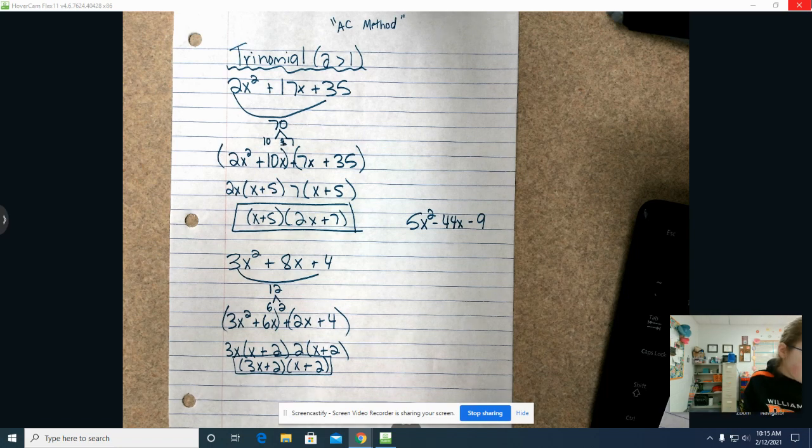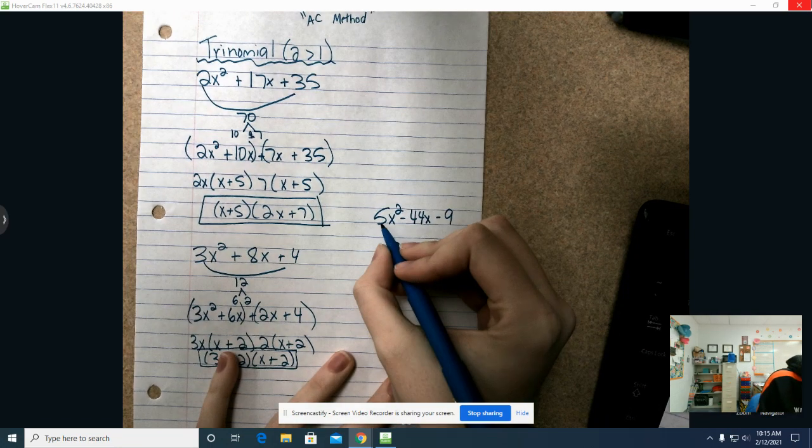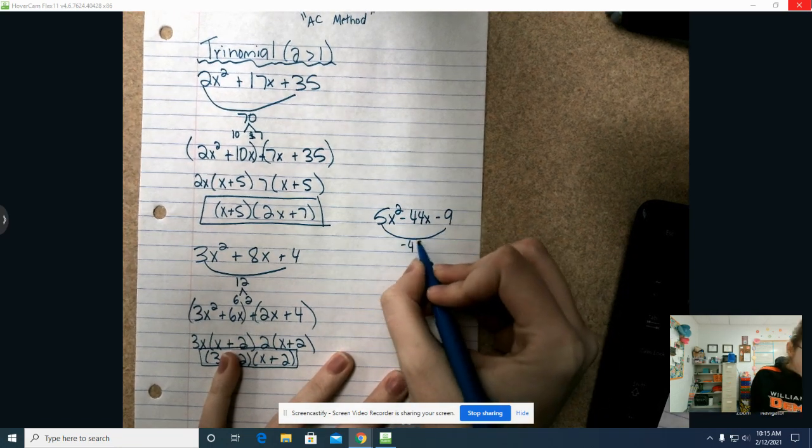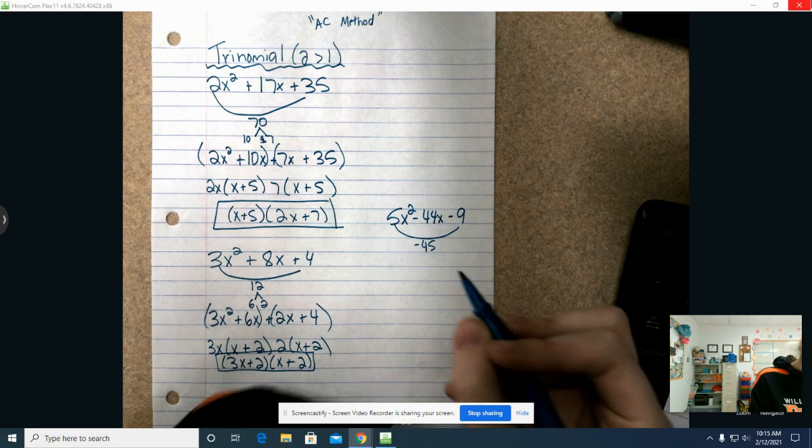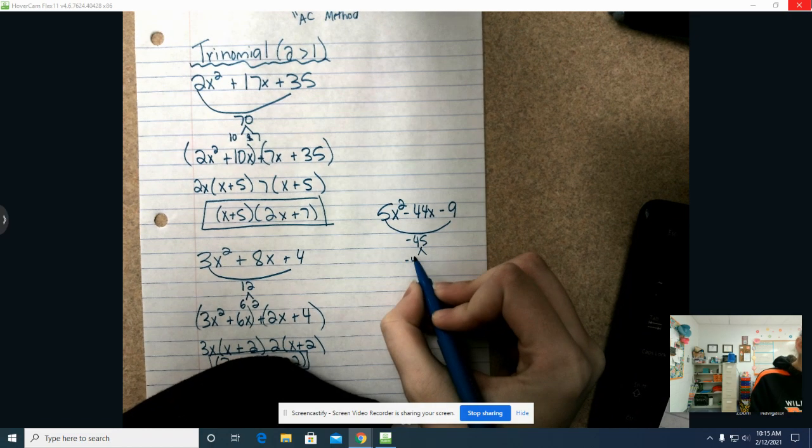Okay, so we're going to multiply. We're going to have negative 45. And we want to know what two things multiply together to be negative 45, but add to be negative 44. This one's a little bit tricky, and it's going to be negative 45 and 1.